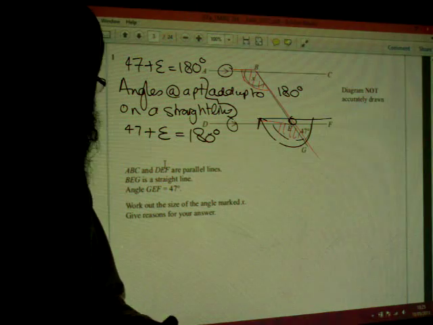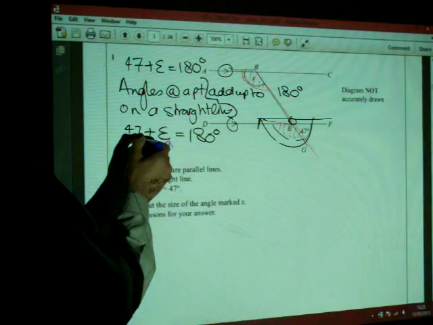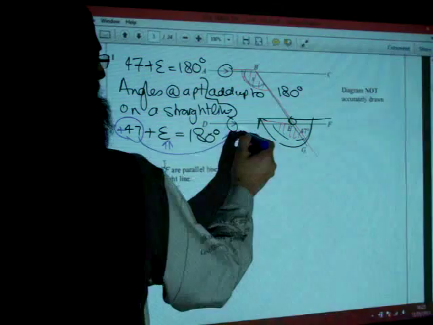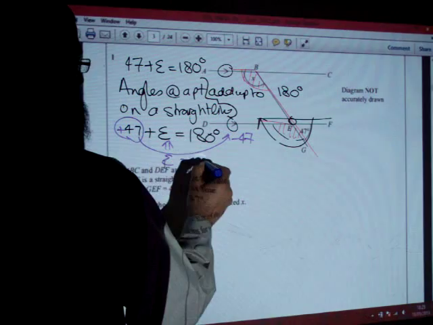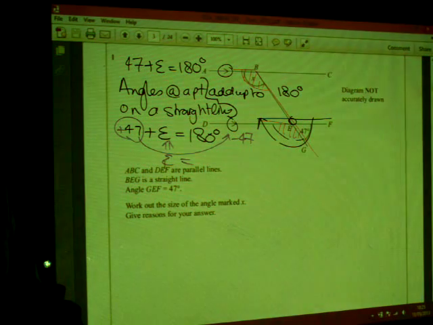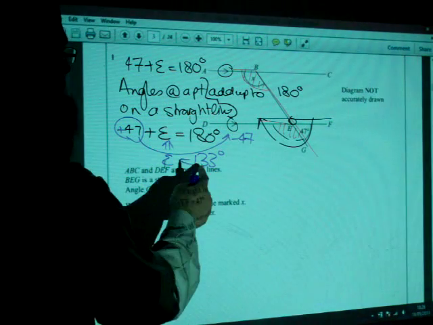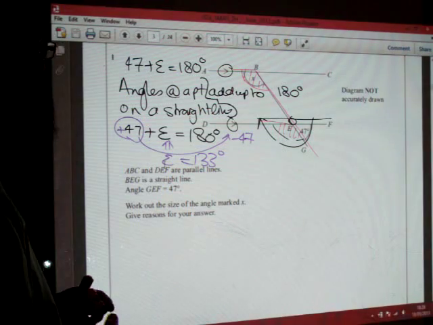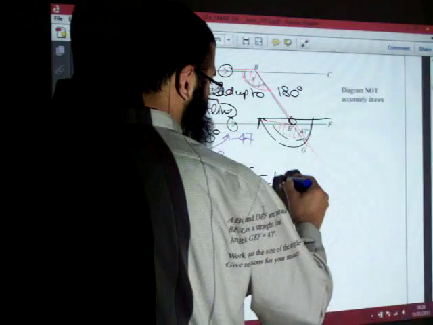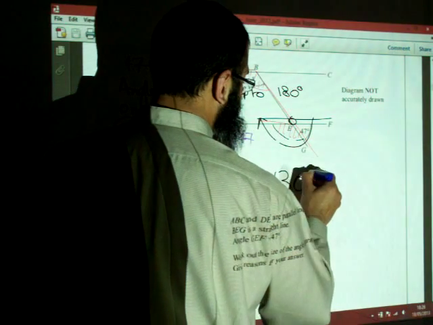We need to work out the value of E. To work out the value of E, Isa, what do we do? We look at the E, and what's been done to the E is that it's been added by 47. The opposite of add 47 is minus 47. So E will give us an answer of 180 minus 47, which will give you 133. That's 30, 70, and another 10 gives you 180. So we know now that E is equal to 133 degrees.